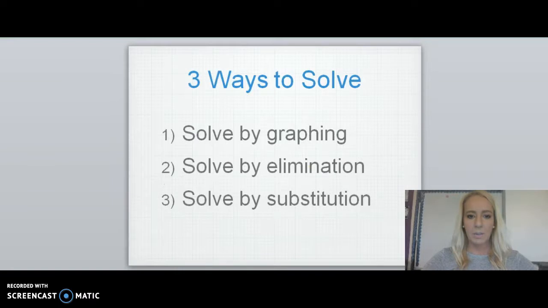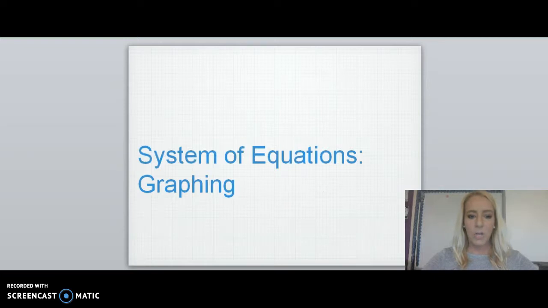There's three types of system of equations and three different ways to solve. The first way is solved by graphing. The second is solved by elimination. And the third way is to solve by substitution. Let's first talk about system of equations of graphing.